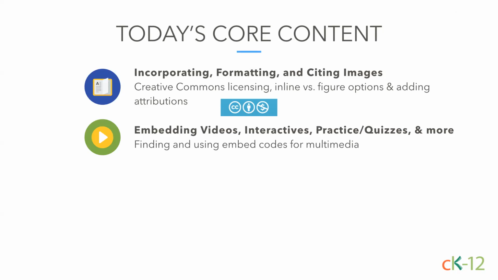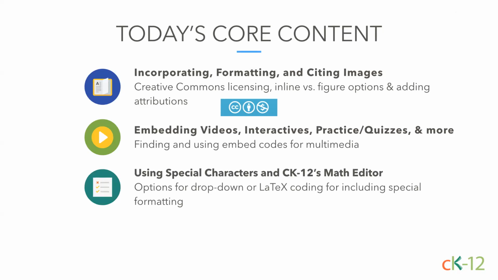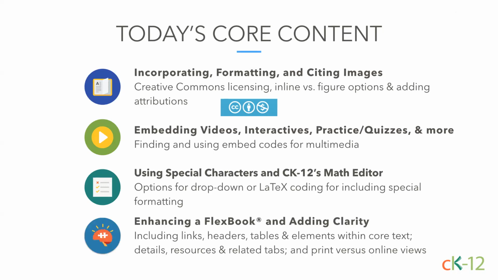We'll move on to using our math editor and special character menus so that you can either use our drop-down options or write your own code for math equations if you want. And we'll wrap up with enhancing your FlexBook. So adding formatting options, including links, detailed pieces to kind of cite and add information, and a little bit of information about our print versus online views for our older books that we have on our site. So our main goal is that by the end of this session, you understand all of the options you have as you customize and then you enhance content on CK12.